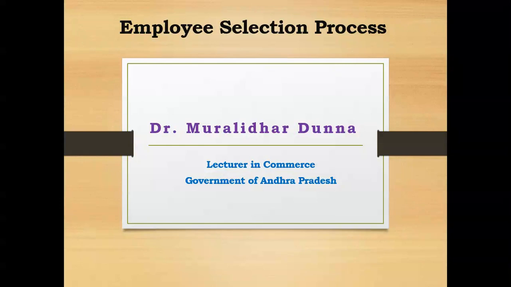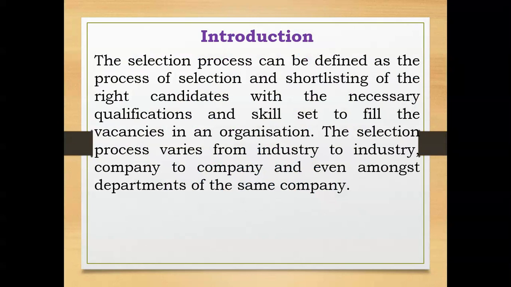In this video, I am going to explain to you about the employee selection process. The selection process or selection procedure involves a series of steps to be followed for choosing the right person, or suitable person, for the vacant job. So how can it be defined? The selection process can be defined as the process of selection and shortlisting of the right candidates with necessary qualifications, skills, knowledge, and abilities to fill the vacancies in an organization.